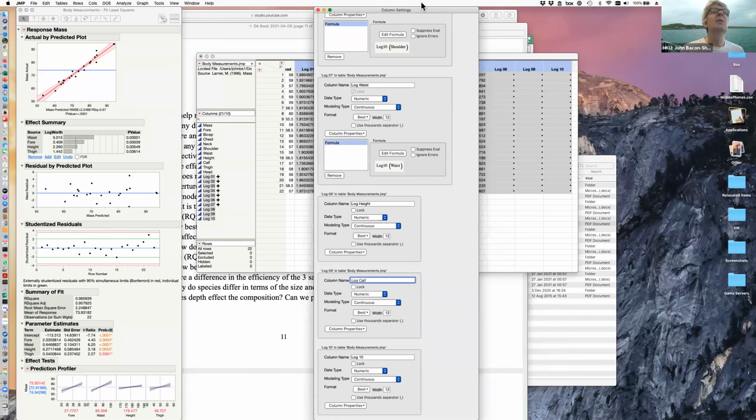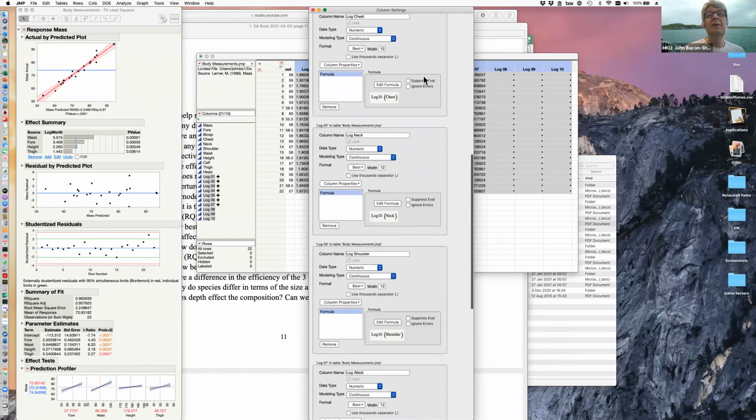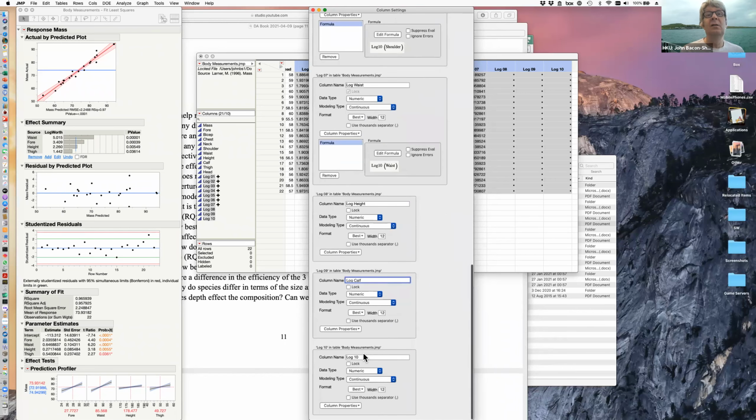Did I miss one out? What have I done wrong? Oh, I said 10 instead of 11, right? I missed one out. Should have done 11. Log of calf. And thigh, so I've missed that head. I need to do one more at the end.